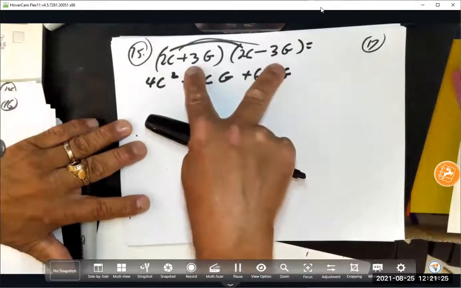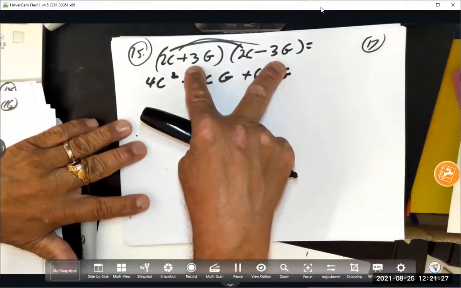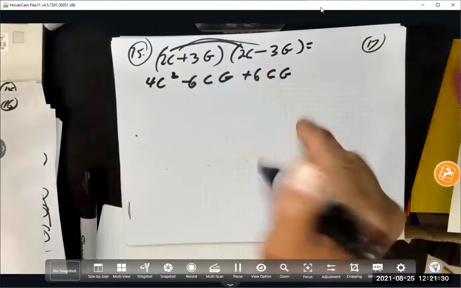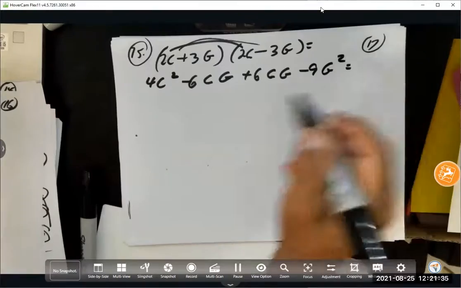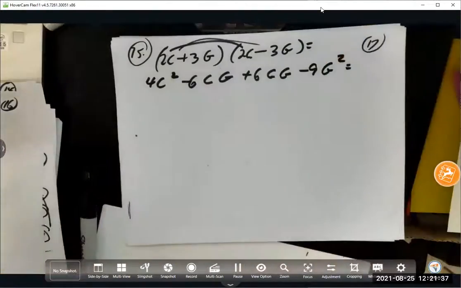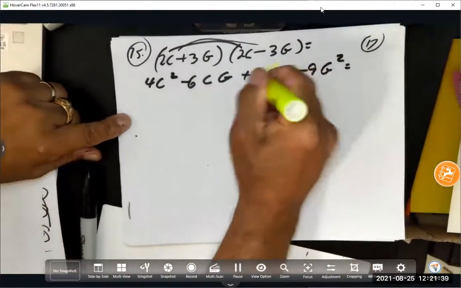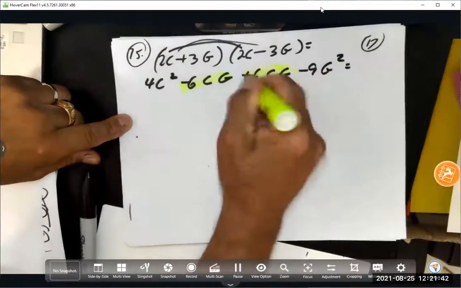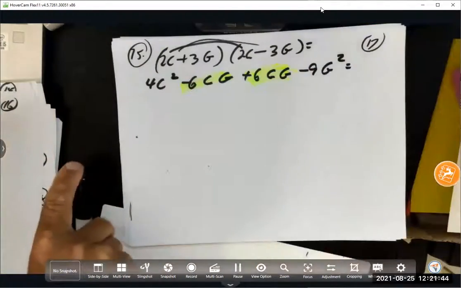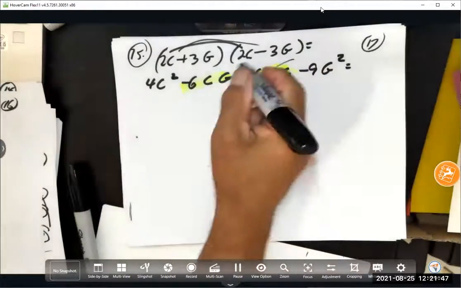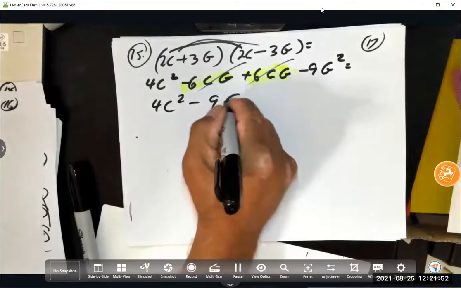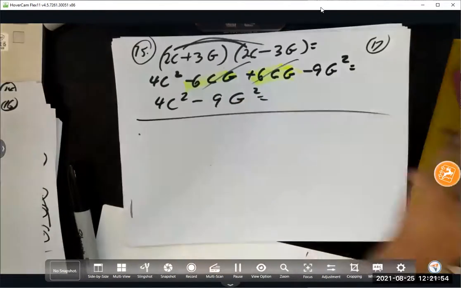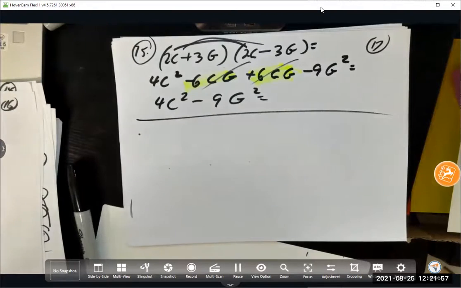The last one, a 3g times a negative 3g. Give me a number. Negative 9g squared. Okay, now think about the middle ones. What happened? I won 6. Then I lost 6. What happened there? You broke even. Okay, you're out of here. Boom. So do I have 4c squared minus 9g squared? Yes or no? Yes. Is that okay for number 75? Yes. All right.